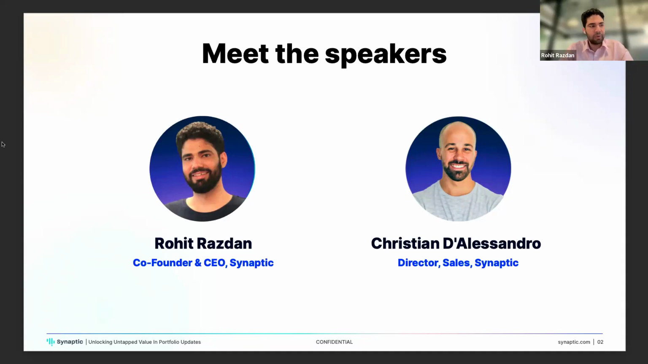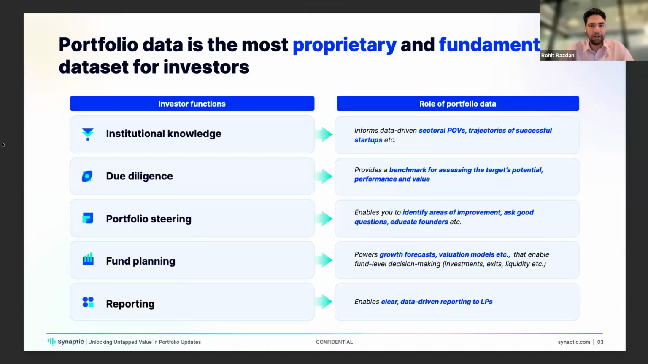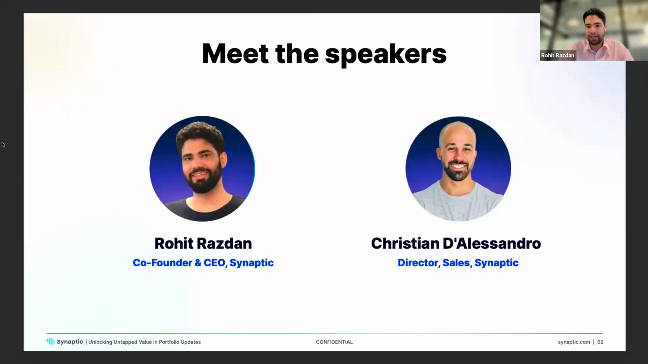The overwhelming response that I heard from them was, Rohit, you talk about proprietary data sets and alpha that we can derive out of these data sets. But the number one proprietary data set that we have that we aren't able to use right now is our data from portfolio companies. It is quite literally insider information.